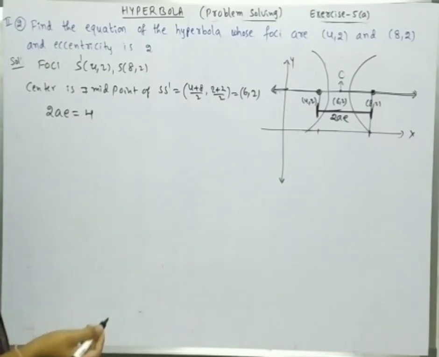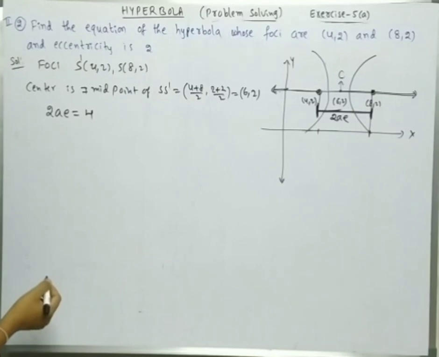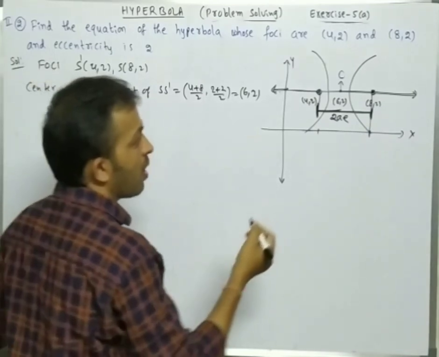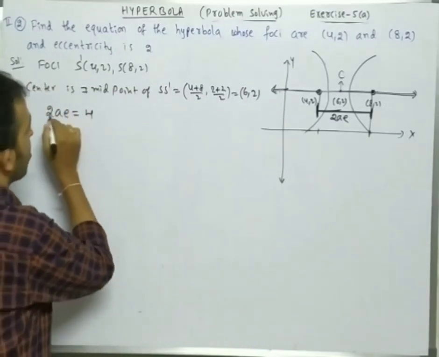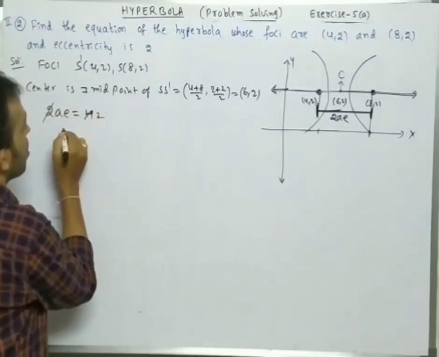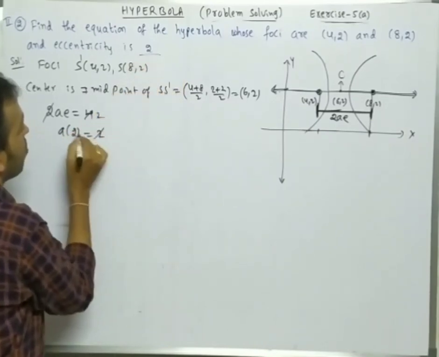Otherwise you can find it graphically, using the graph. Graphically we can directly say that the distance between the two foci is 4 units. By using the formula also we can estimate it, that is under root of (x2 minus x1) whole square plus (y2 minus y1) whole square. Eccentricity is given, that is 2, so 2AE equals 4 gives 2 cancel.